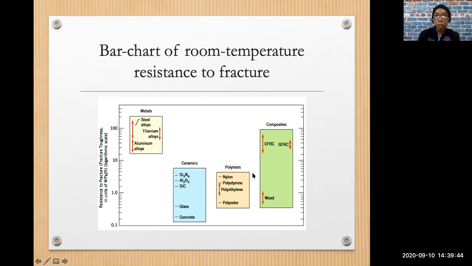Okay, so familiar naman kayo sa mga material na to, di ba? Metals, ano yung example ng mga ceramics, polymers, and composites. Okay, ito nabanggit dito, yung ceramics, which include itong compound na to. Ayan, glass, concrete, and polymers. You have nylon, polystyrene, mga plastics, di ba? Ganun. Composites, wood.